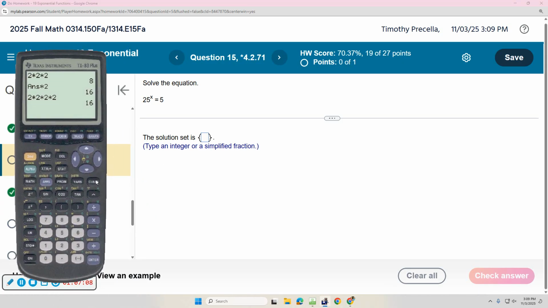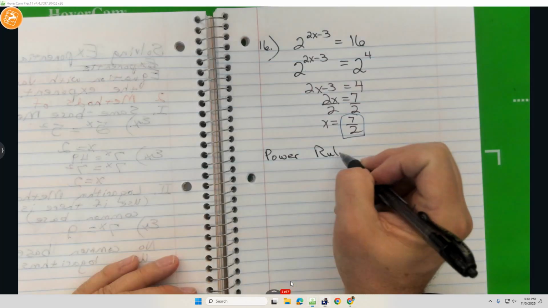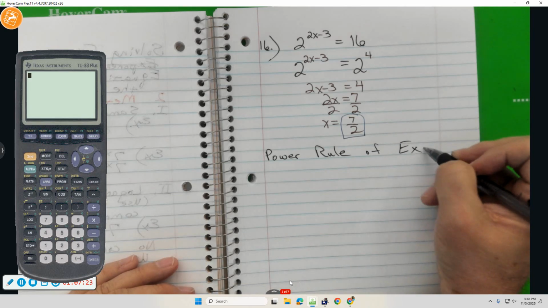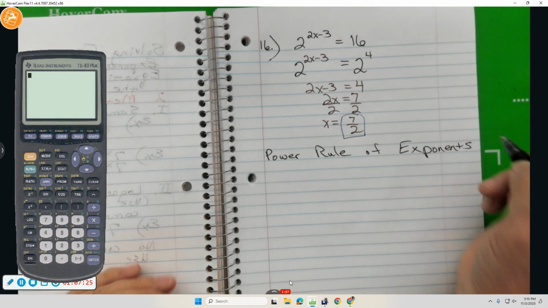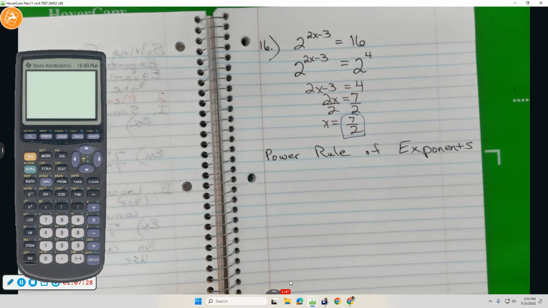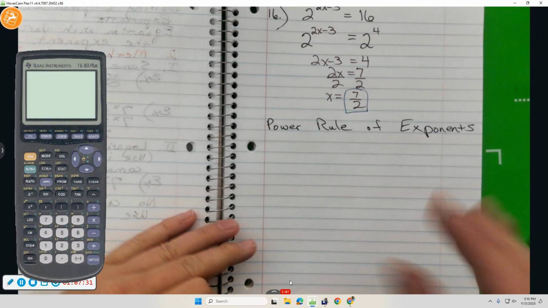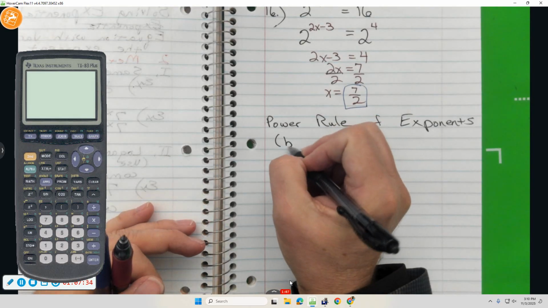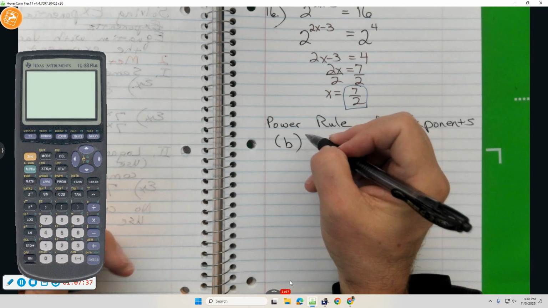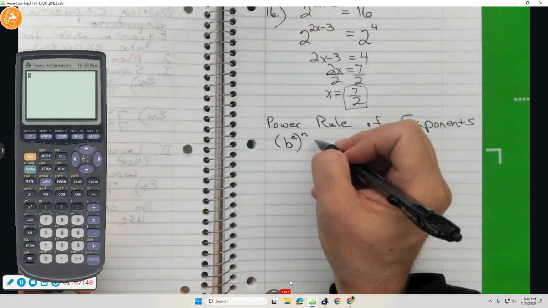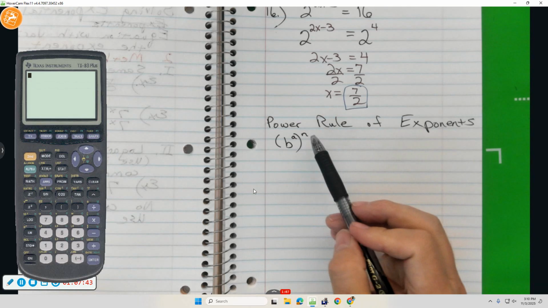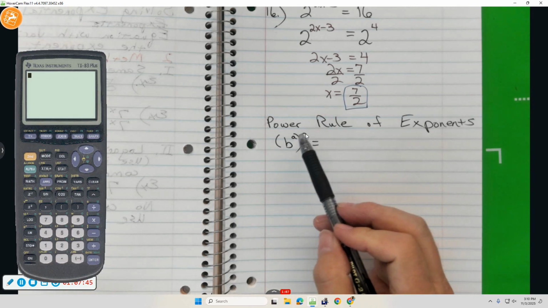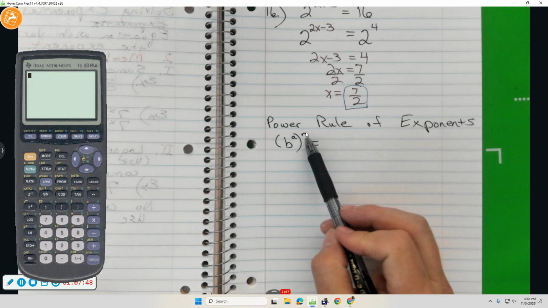There's a property of exponents that I think I should remind you of right now. The power rule of exponents. This power rule is going to be used quite a bit over the next few assignments. The power rule of exponents says that if you have a base, let's say b, b to the a is raised to the n power. We have a power to a power.